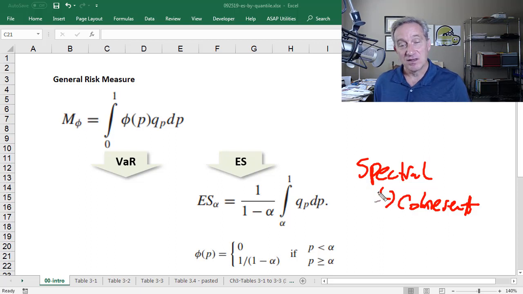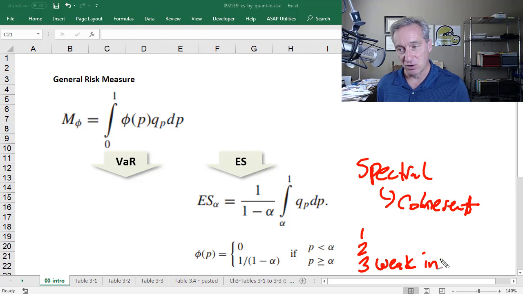Now, what's the condition for spectral? There are three conditions: non-negativity, weak normalization, and weakly increasing. I'm not going to worry now about non-negativity and normalization because they're really not important. What matters is this condition of weakly increasing. And what's the idea with weakly increasing?